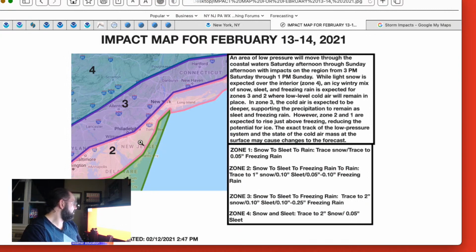So then in zone 2, I expanded this because I saw those boundary layer temperatures. And that's where you go snow to sleet to freezing rain. Eventually you mix over with a little bit of rain at the end of this. So again, about 0.05 to 1/10 of an inch of freezing rain, which is still a serious problem. So it's not looking pretty at all.